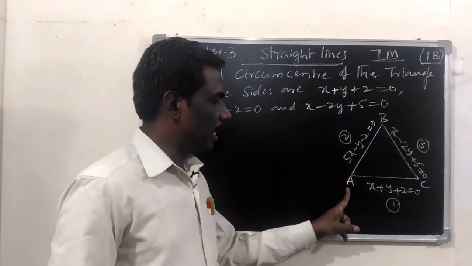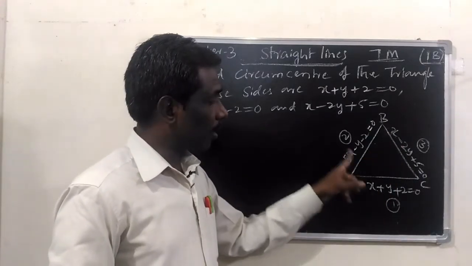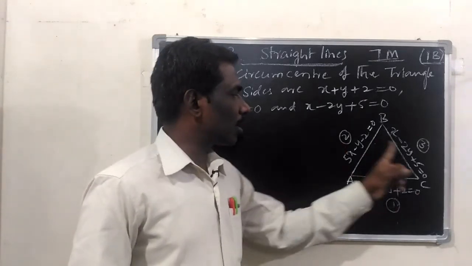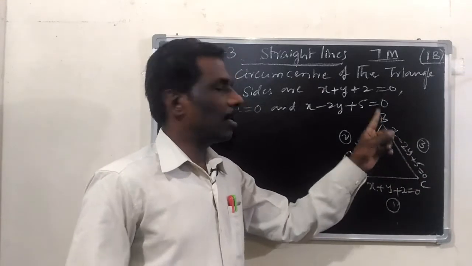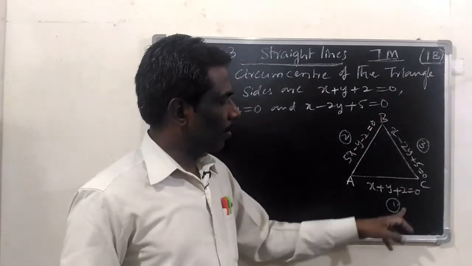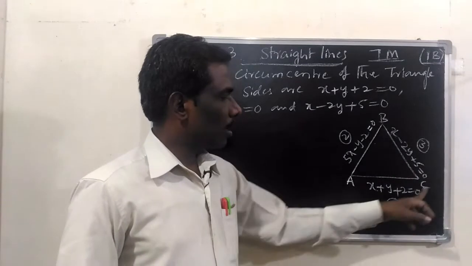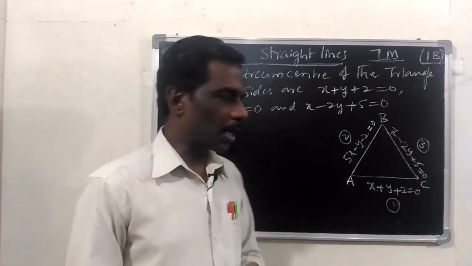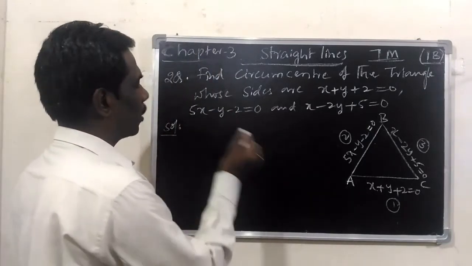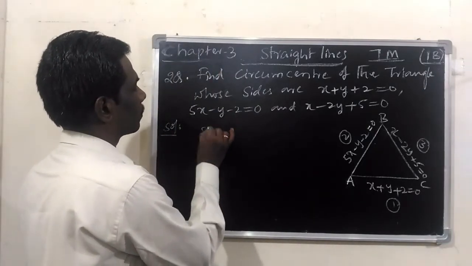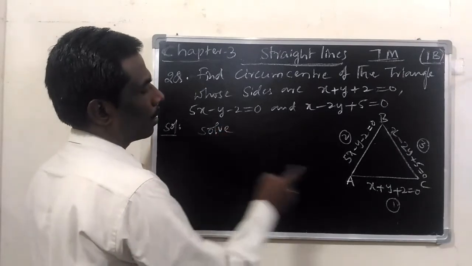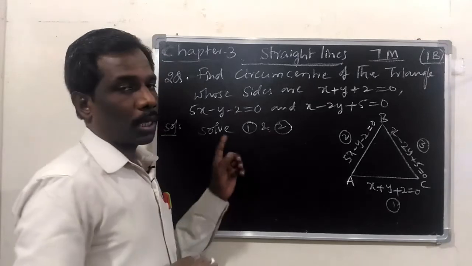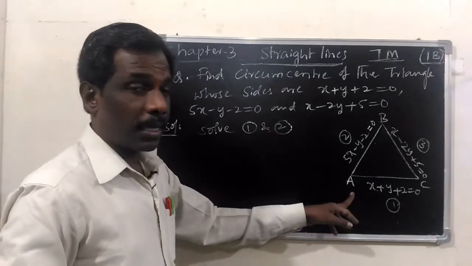So how do we get this A vertex? Solving 1 and 3 we get the A vertex, solving 2 and 3 we get the B vertex, and solving 3 and 1 we get the C vertex. So first we find the vertices of the triangle. That's why I am going to solve 1 and 2. Solve 1 and 2 to get A.